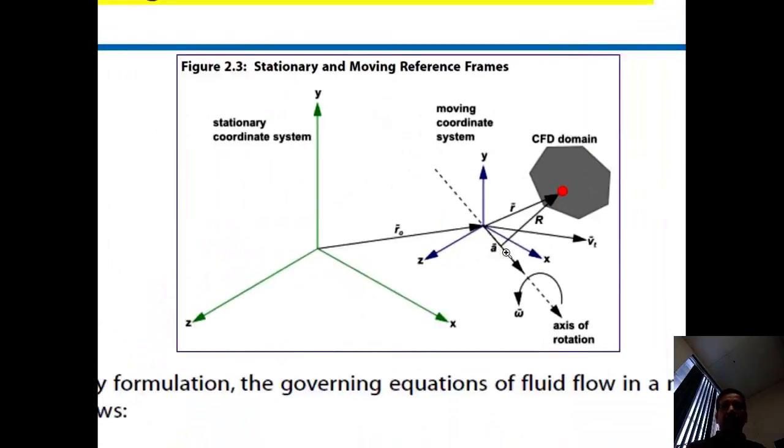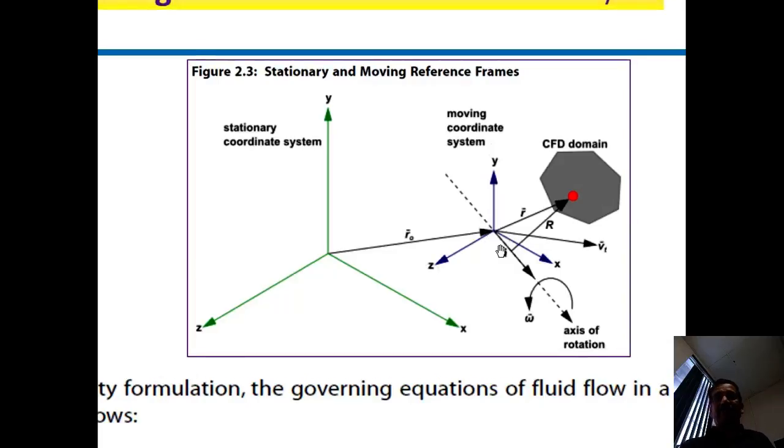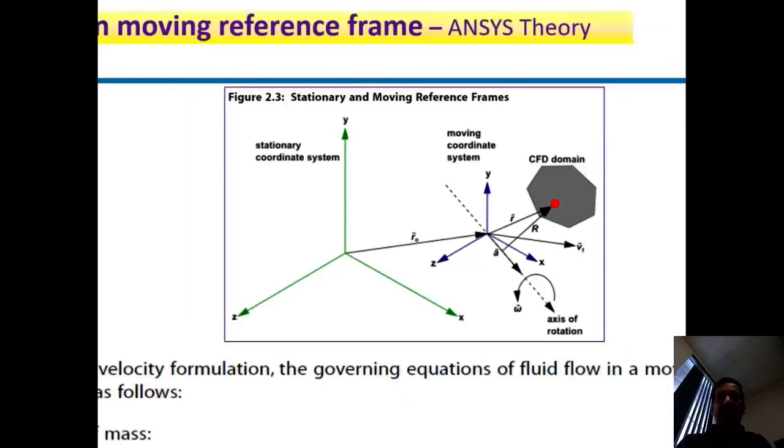So the green line that you see here is the stationary laboratory reference frame, okay, X, Y, Z. And then you have another reference frame located around X, Y, and Z. The center of that reference frame is undergoing arbitrary motion, with a translation velocity and a rotation velocity. And our CFD domain is in that reference frame. So we need to formulate the equations in that reference frame from the fixed reference frame that we have by simply applying the rules that we have agreed upon.